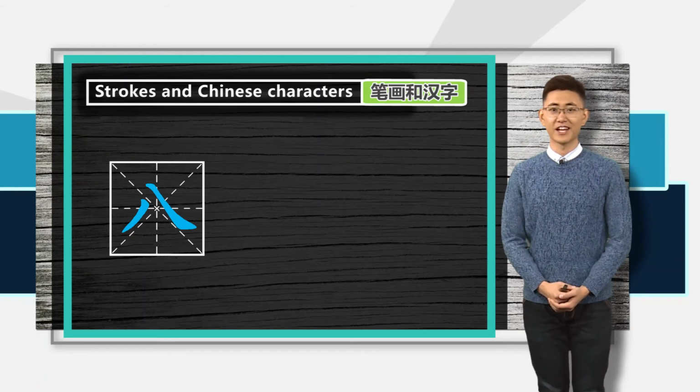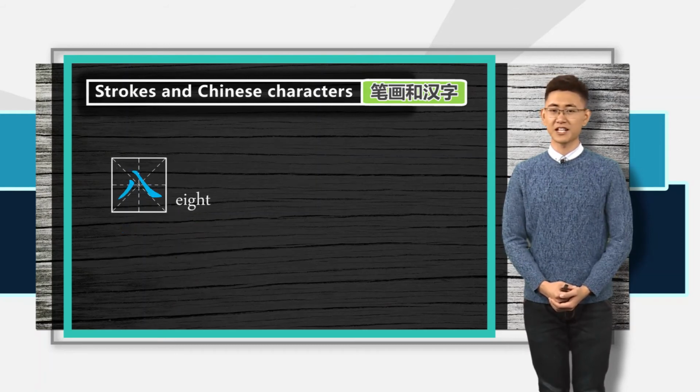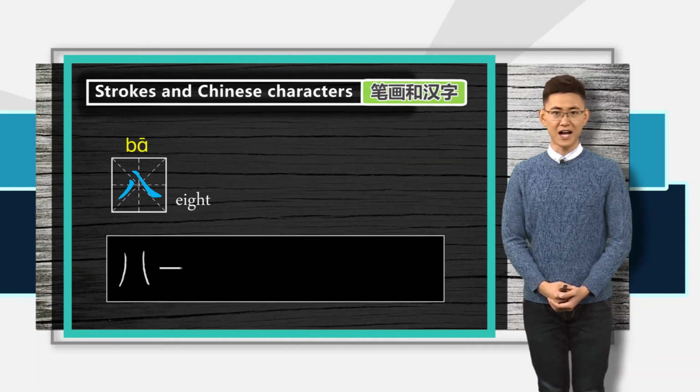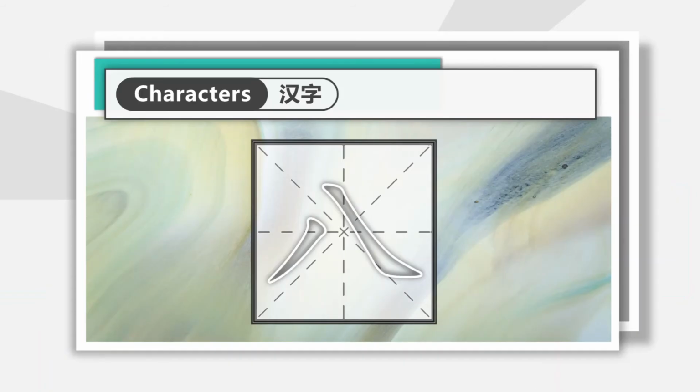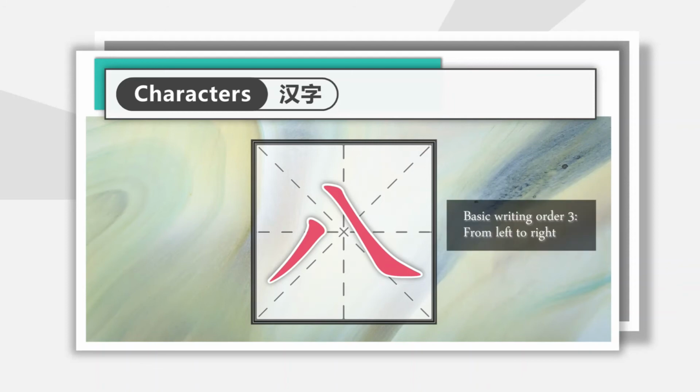With a left falling on the left and a right falling on the right, they make a new Chinese character. It means 8. The pronunciation is 八. 跟我读 八. Please write it with me. Another basic writing order is from the left to the right.